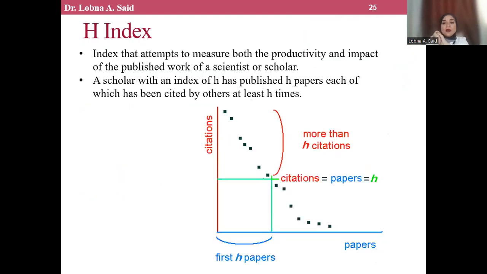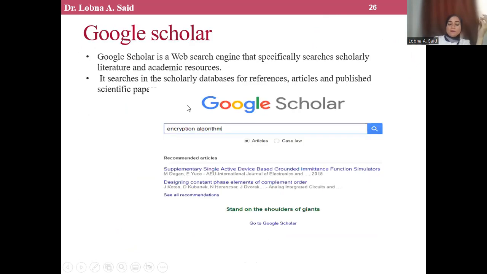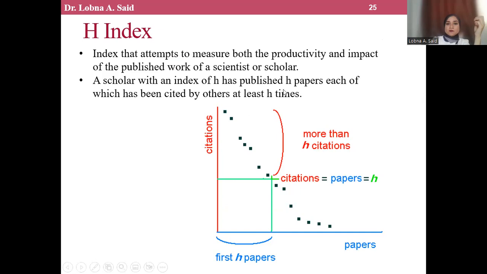Okay, now we are talking about the meaning of the H-index. It's actually an attempt to measure both the productivity and the impact of the published work of a scientist or a scholar. Let's say a scholar has an H-index of 10. So he published 10 papers, which have each been cited at least 10 times.